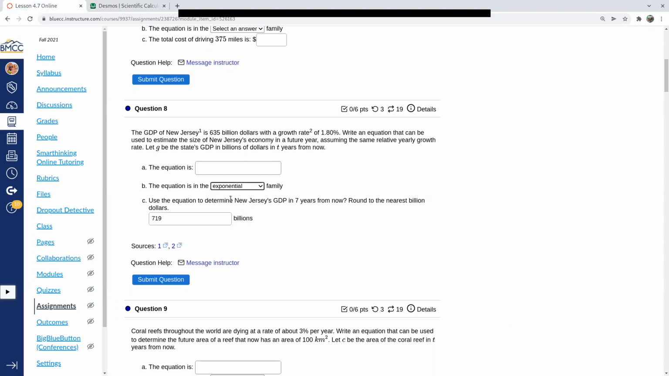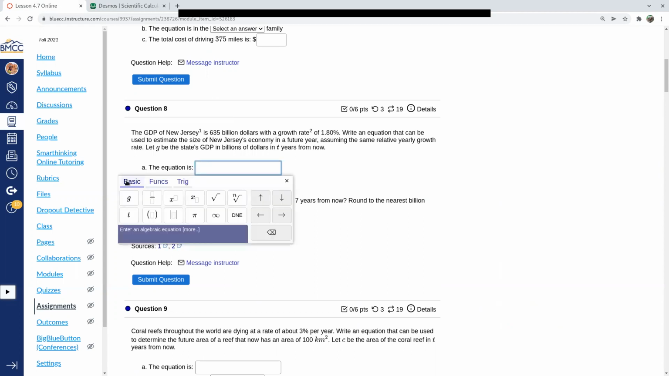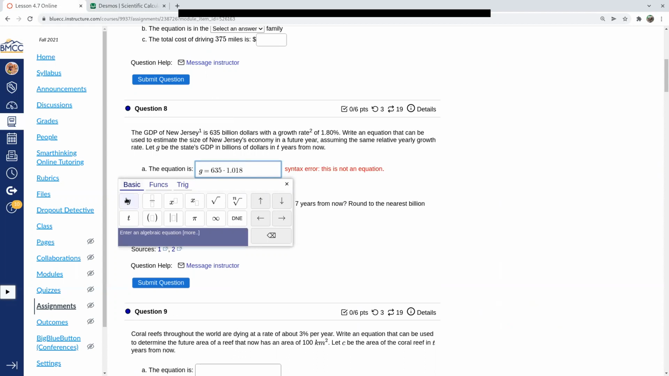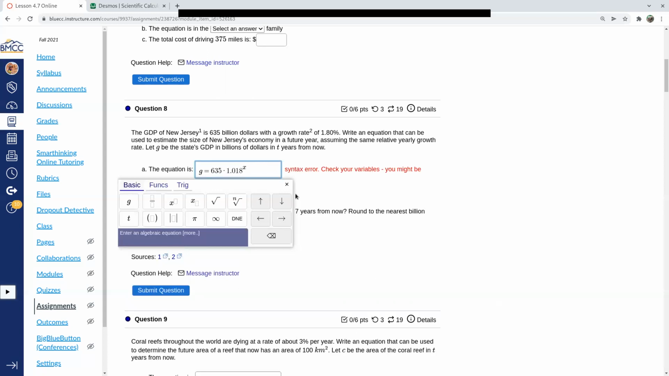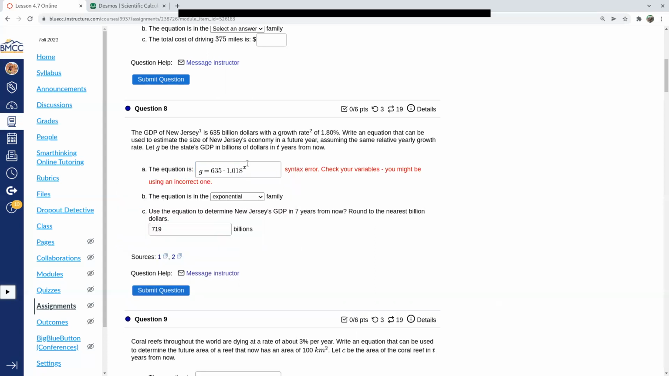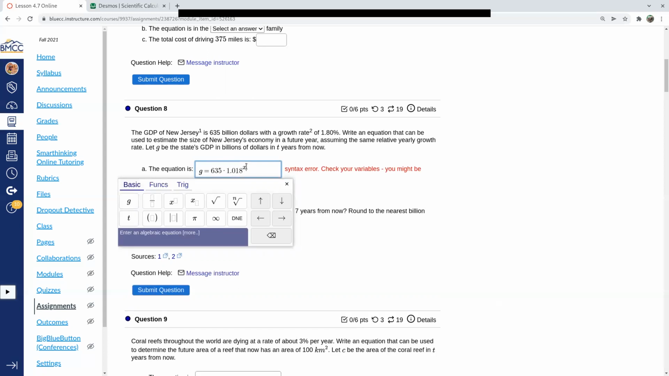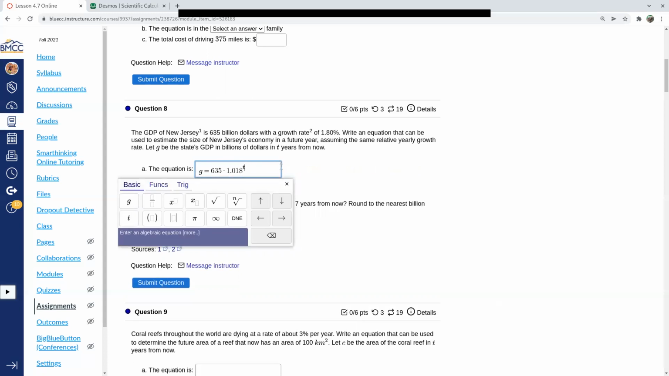This is exponential. And then choose the right variables. They also remind me here to use G. 635 times 1.018 raised to the power. There's a power button there. T, right? I can click on the T or type T. Until I type it correctly, it's going to give me that syntax error. If I put an X there, it's going to yell at me, whoa, check your variables. You might be using the wrong variable. So read those red warnings, and then I get no error. Now, just because there's no error doesn't mean you're right. Hopefully you're using the numbers in the right way. But if you get a red warning, pay close attention to it. Got it.